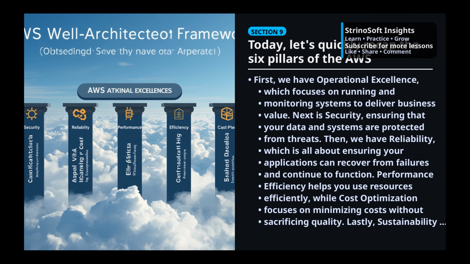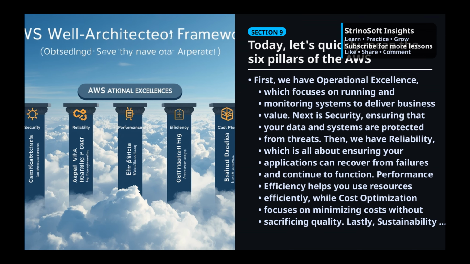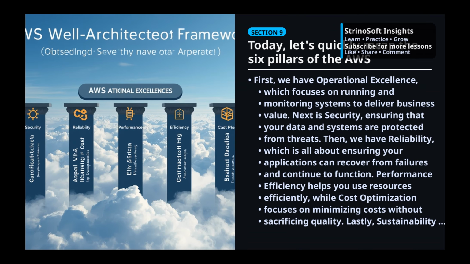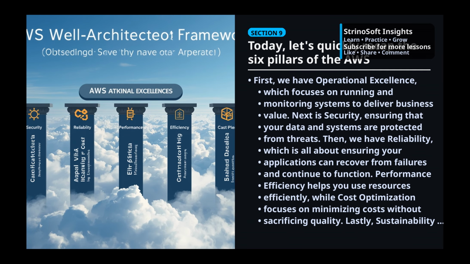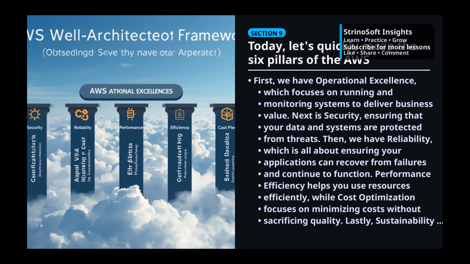Think of these pillars like the foundation of a house. Just as a strong foundation supports the entire structure, these pillars support your cloud architecture, ensuring it is robust and effective. To recap, the 6 pillars are operational excellence, security, reliability, performance efficiency, cost optimization, and sustainability.